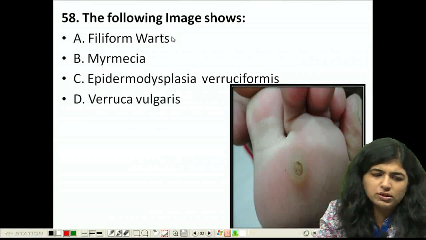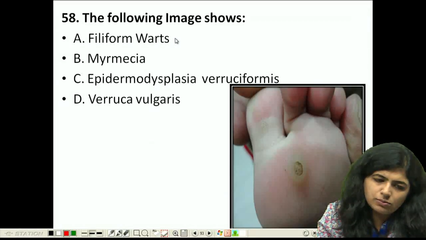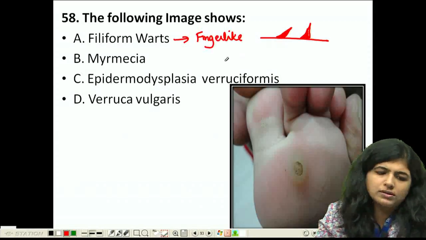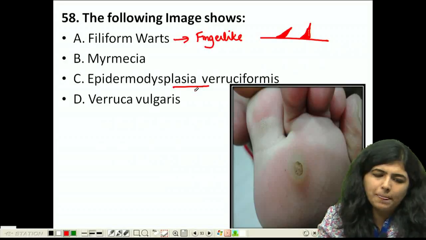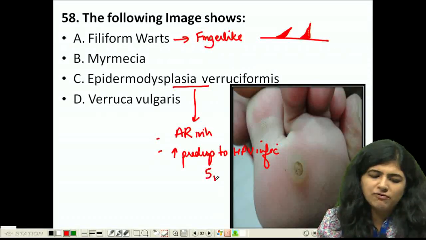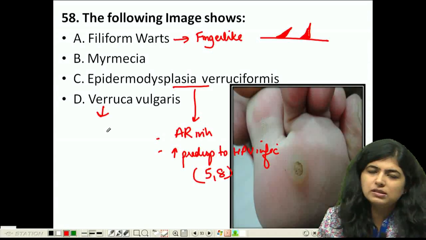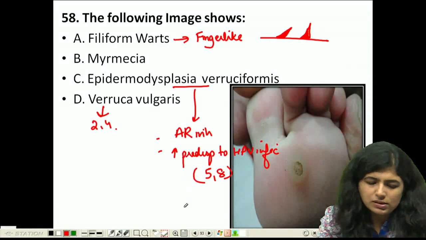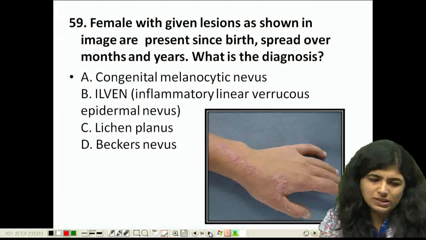What does the question here say? Filiform warts. Filiform is just a morphological description of warts which are finger-like. Means they will look like this. EDV is a genetic defect, autosomal recessive inheritance. There is increased predisposition to HPV infections caused by 5 and 8. Verruca vulgaris is the common wart found elsewhere on the body, 2 and 4. Right? We are done with this. Moving on to the next question.